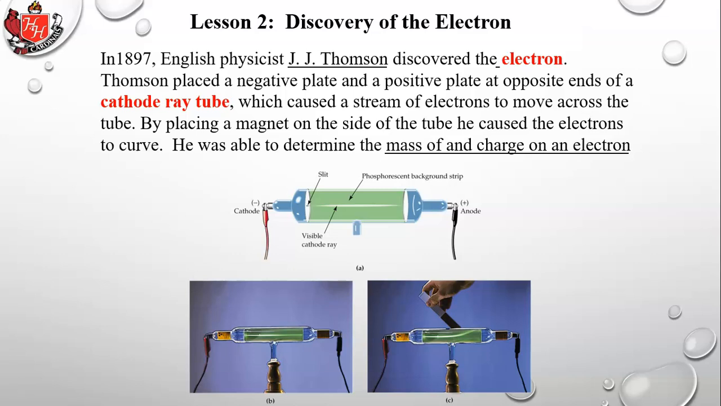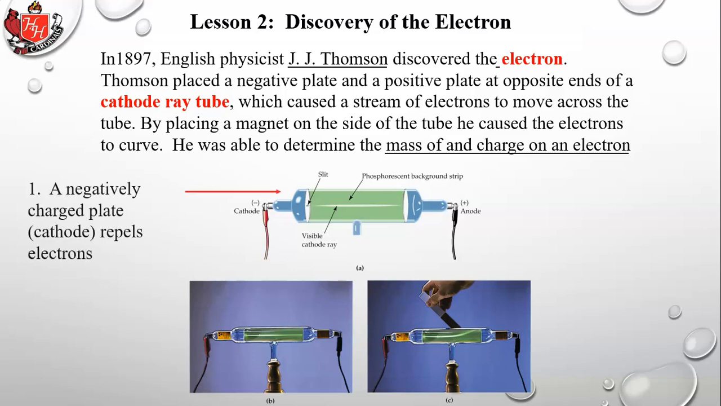By placing a magnet on the side of the tube, he caused the electrons to curve. So electrical charge, which we're interested in chemistry, and magnetic charge are related. Magnetic charges can cause a movement of electrons or of protons even with electrical charge. So the two are related, but they're not exactly the same thing. He was able to determine the mass and charge on an electron.